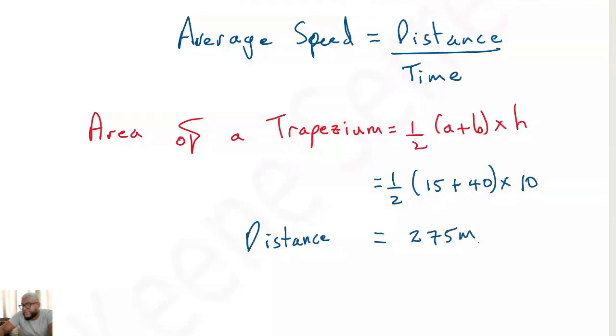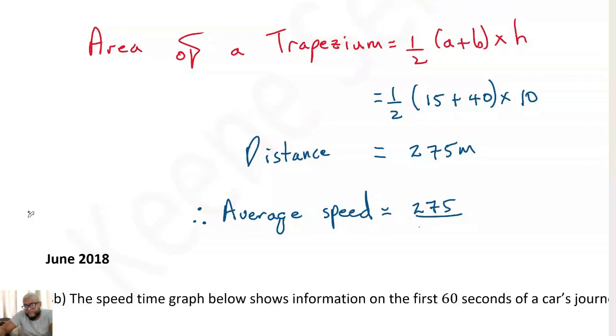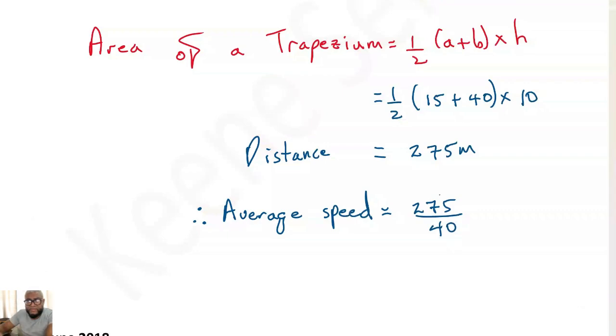275 meters. Somebody second this. Yes, sir. Right? So therefore, average speed is going to be equal to distance, which is 275 over time, which is, what was time again? 40 seconds. Right. So what's my average speed here, my children? 6.88 meters per second. This is to 2 decimal places, right? That's meters per second. Yes, sir.